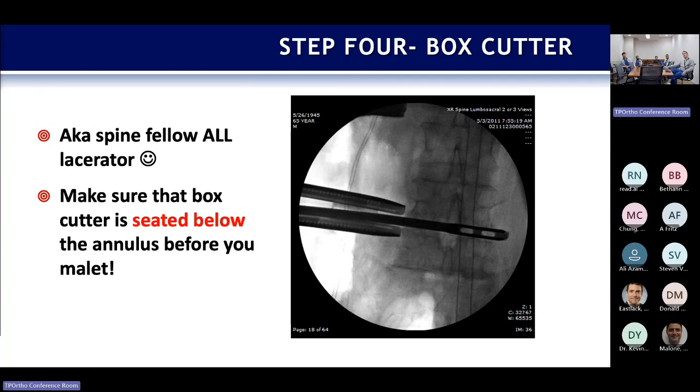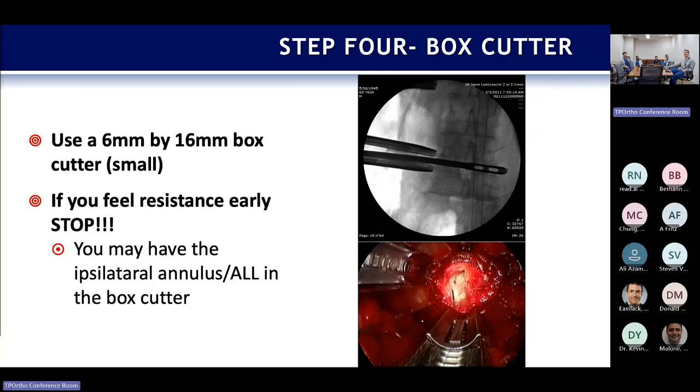Not everyone does this, but I love it. I use the box cutter on every one of these. It's also the fellow ALL lacerator, right? The reason I say that is you have to make sure that your box cutter is actually inside the space that you created before you start whacking away. Because if that front piece catches the annulus, because it's not deep enough, it'll pull the annulus down with you and just peel it off.